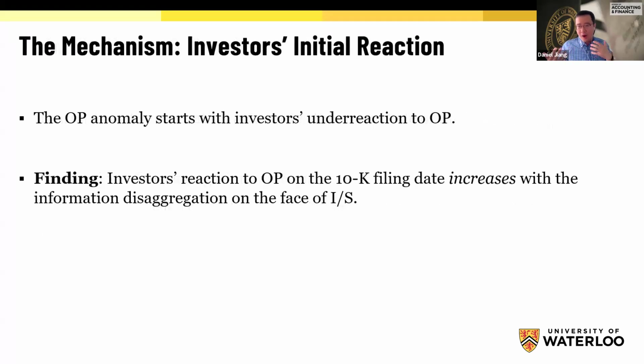And then we try to explore the mechanism underlying the information disaggregation attenuation effect. Since the OP anomaly starts with investors' underreaction, we would expect to observe a weaker anomaly if investors can react more strongly in the first place. And this is what we find in our analysis. We find that investors react more strongly to the operating profitability signal around the 10-K filing date when there is more granular information about operating profitability on the face of the income statement.